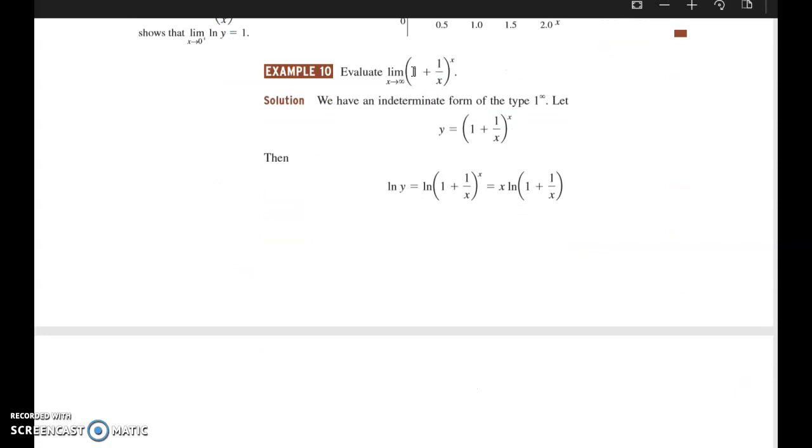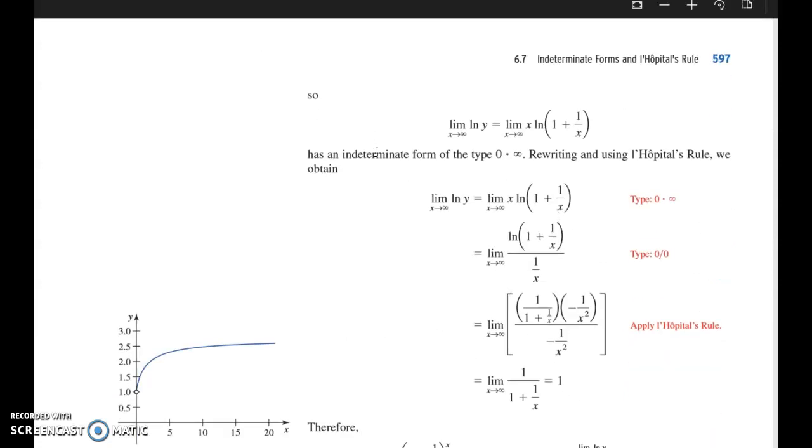Consider this also. Limit x tending to infinity of 1 plus 1 by x raised to x. This is the standard problem. So y equal to what? 1 plus 1 by x raised to x. So next we take logarithm on both sides. Log y equal to ln of 1 plus 1 by x raised to x, that is x log of 1 plus 1 by x. Taking the limit of log y, this is of the form 0 into infinity.